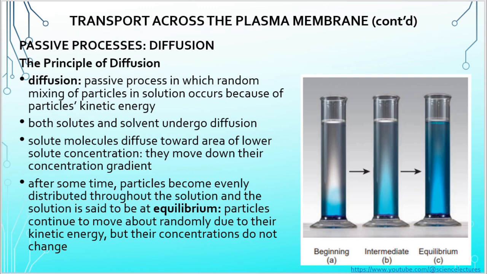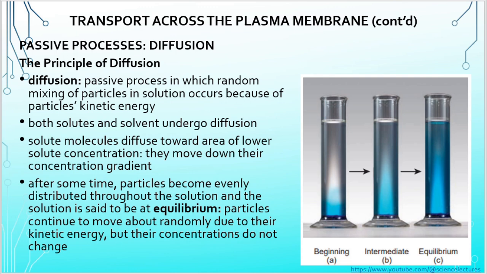Sometime later, the solution of water and dye will have a uniform color because the dye molecules and water molecules have diffused down their concentration gradients until they are evenly mixed in solution. We now say they are at equilibrium.